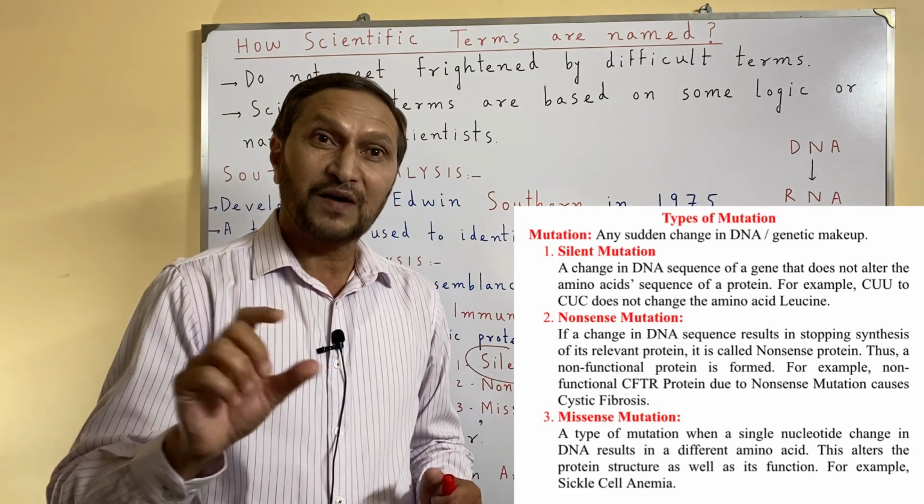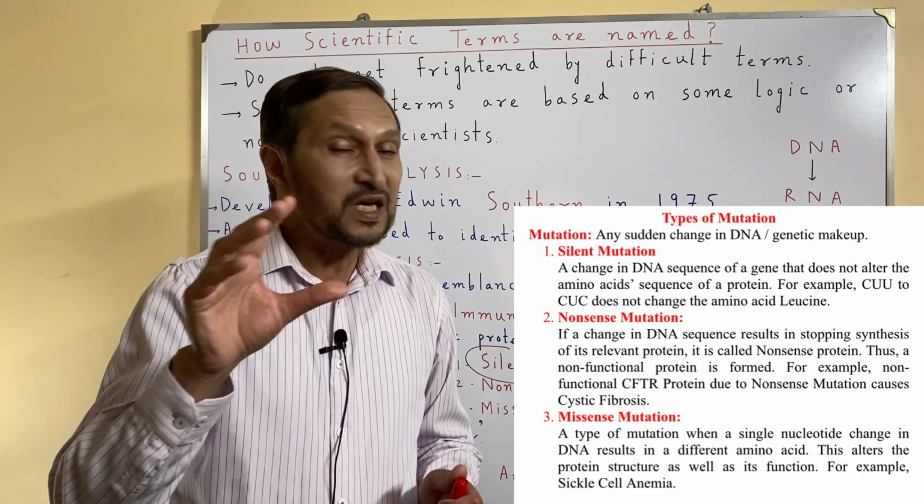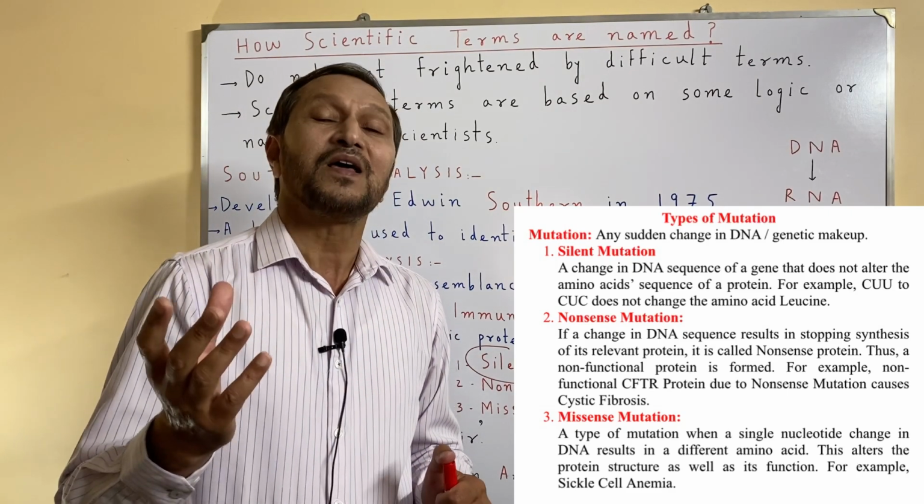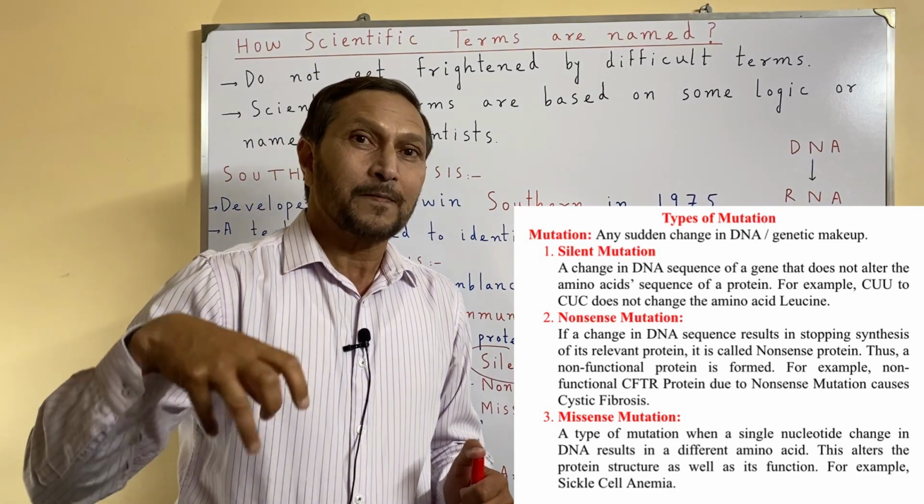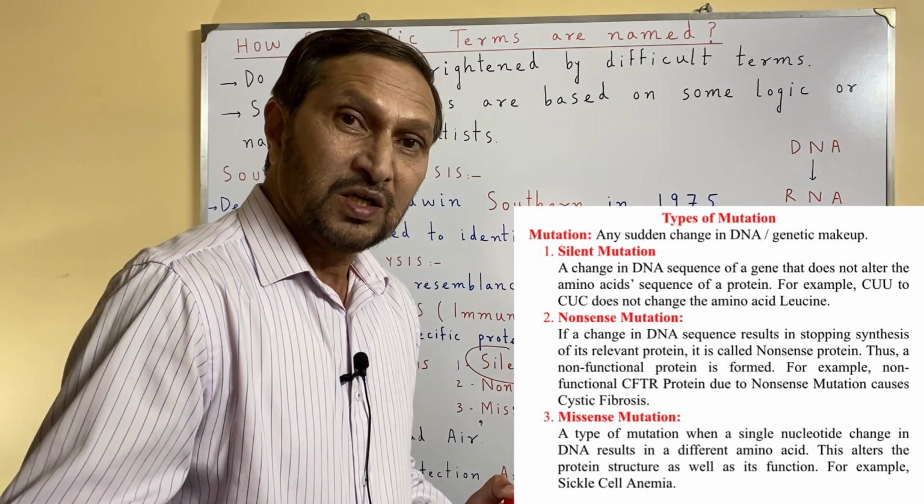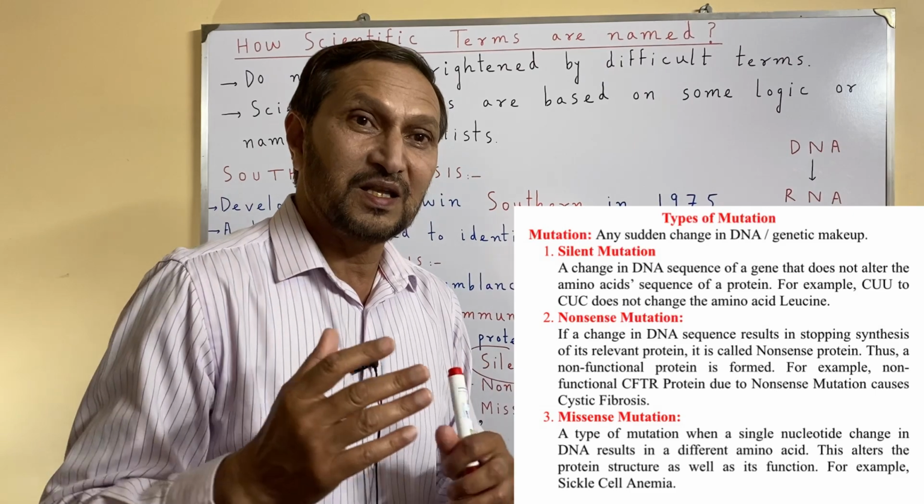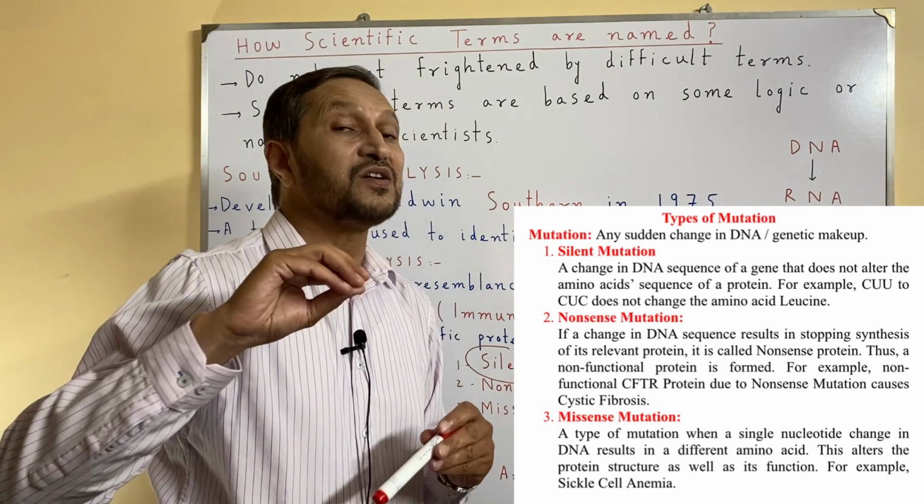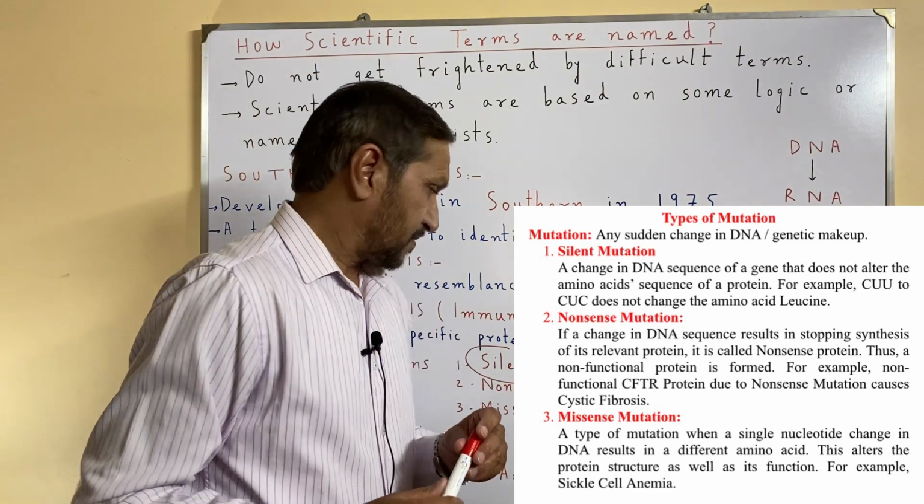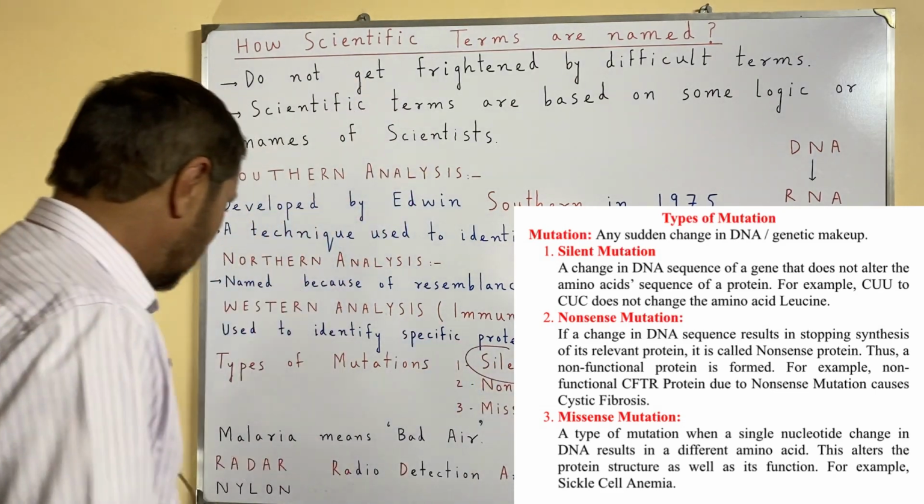And the example of missense mutation is sickle cell anemia. Instead of the synthesis of normal hemoglobin, a defective hemoglobin is formed, and it results in the formation of sickle cell red blood cells. So this is missense mutation.